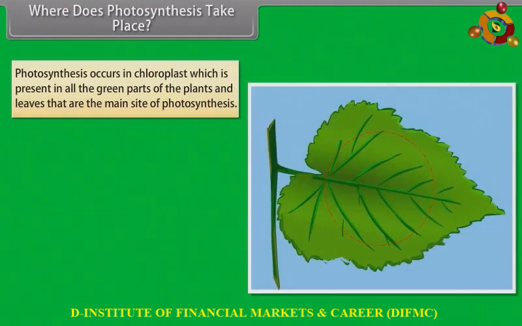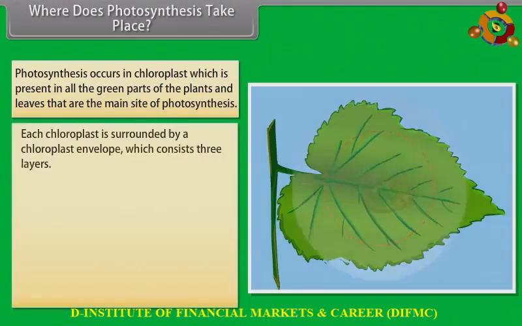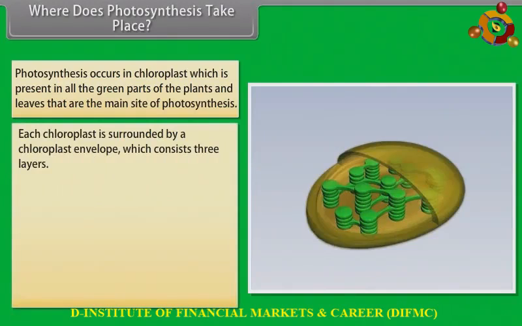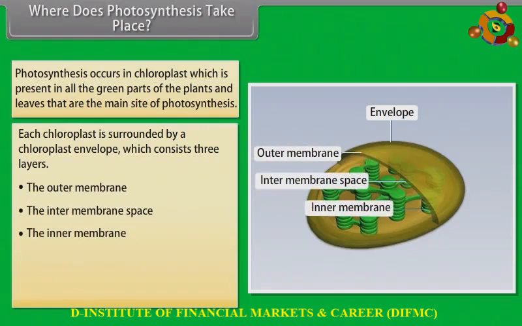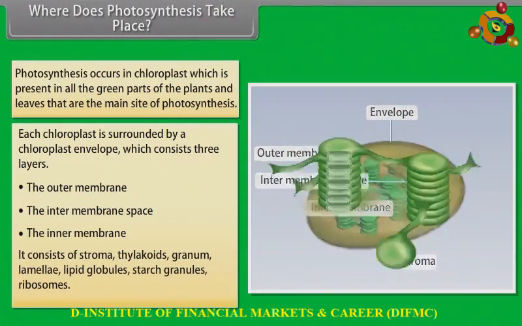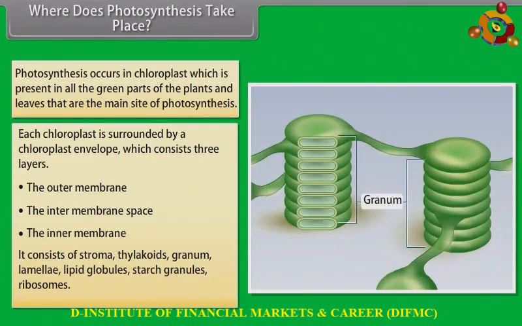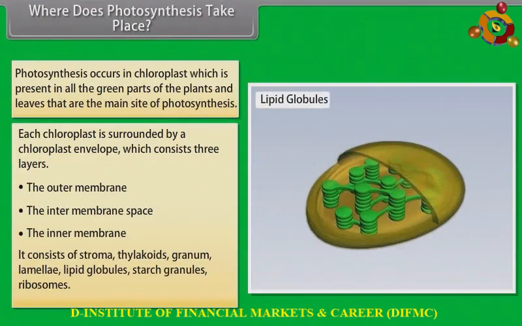Photosynthesis occurs in the chloroplast, which is present in all the green parts of the plants, and leaves are the main site of photosynthesis. Each chloroplast is surrounded by a chloroplast envelope, which consists of 3 layers. They are the outer membrane, the intermembrane space, and the inner membrane. It consists of stroma, thylakoids, granum, lamellae, lipid globules, starch granules, and ribosomes.